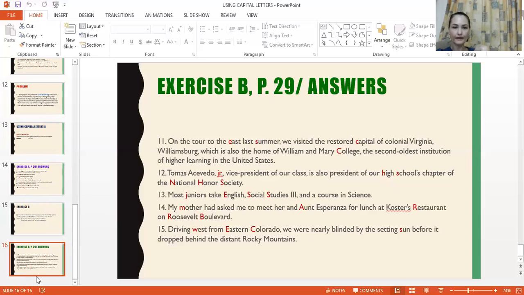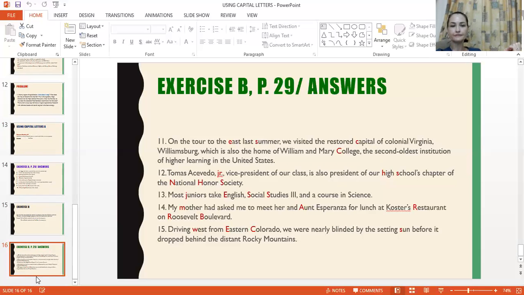14. My mother had asked me to meet her and Aunt Esperanza for lunch at Costa's restaurant on Roosevelt Boulevard. So here, mother is not capitalized because we have the pronoun my, possessive, just before it. And Esperanza, of course, we capitalize aunt because it's followed by the proper noun Esperanza, by her name. Costa's restaurant, name of the restaurant, capitalized. The same goes for Roosevelt Boulevard, name of the street.